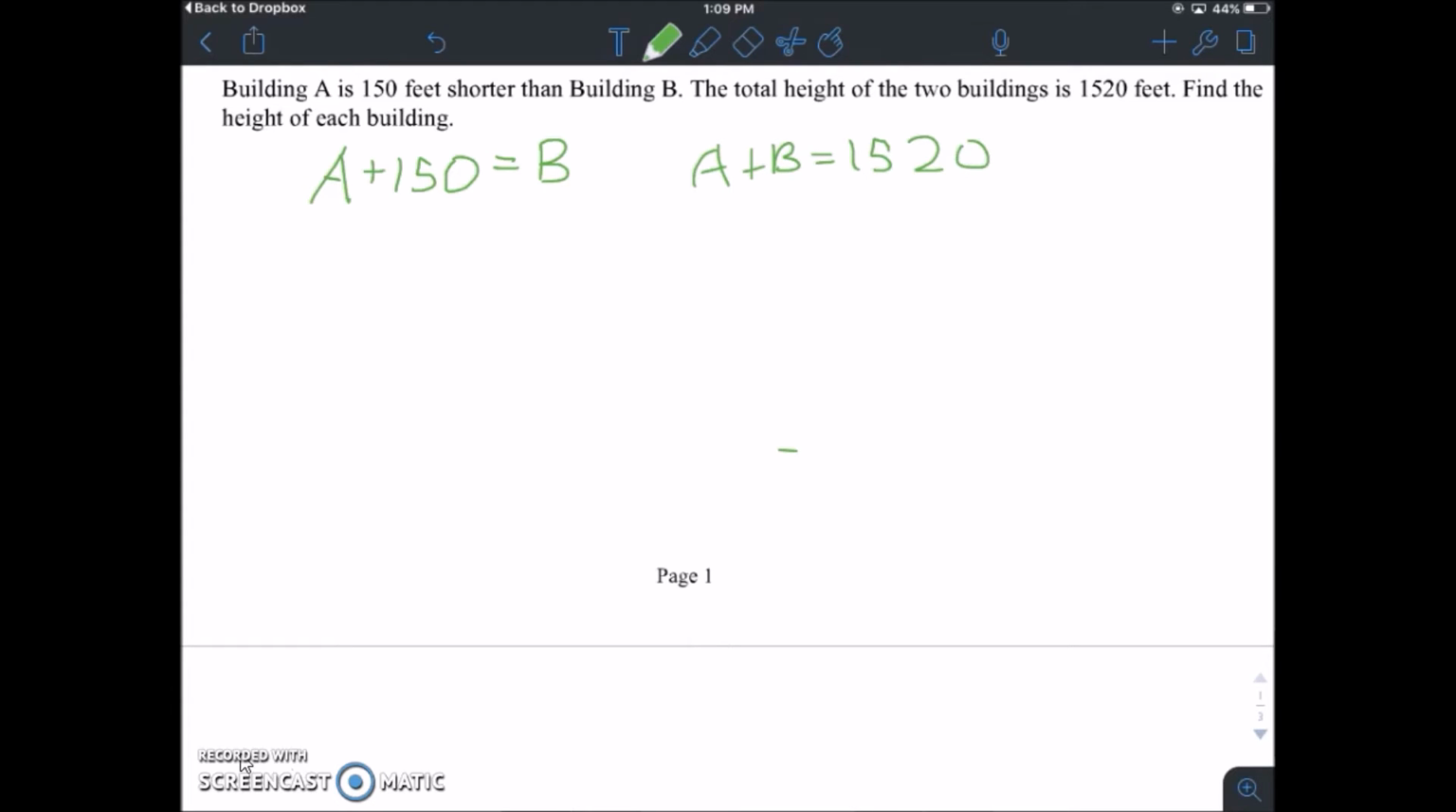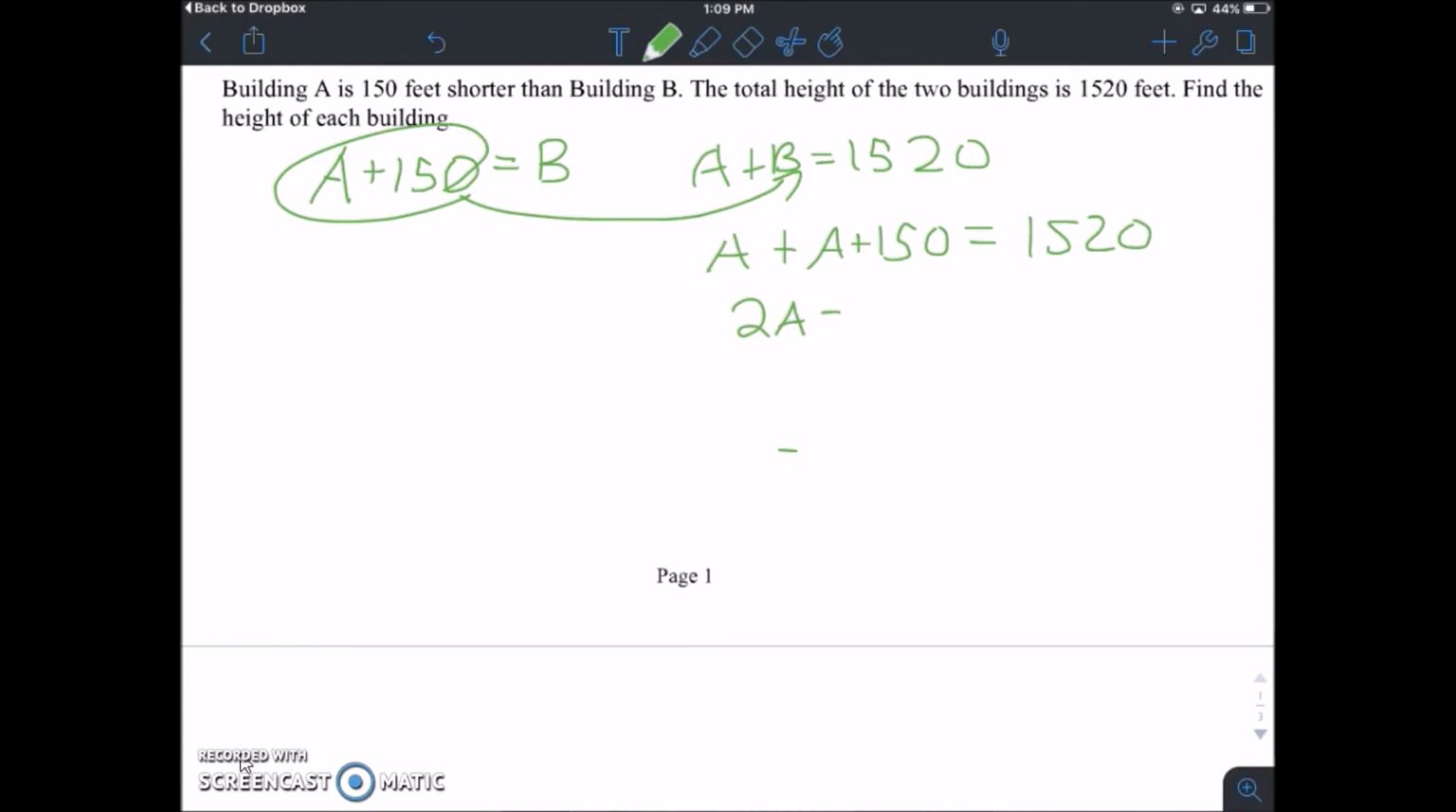How am I going to solve this? I'm probably going to use substitution, so I'm going to plug that in for B. I get A plus 150 equals 1520. Combine your like terms. You get 2A plus 150 equals 1520.